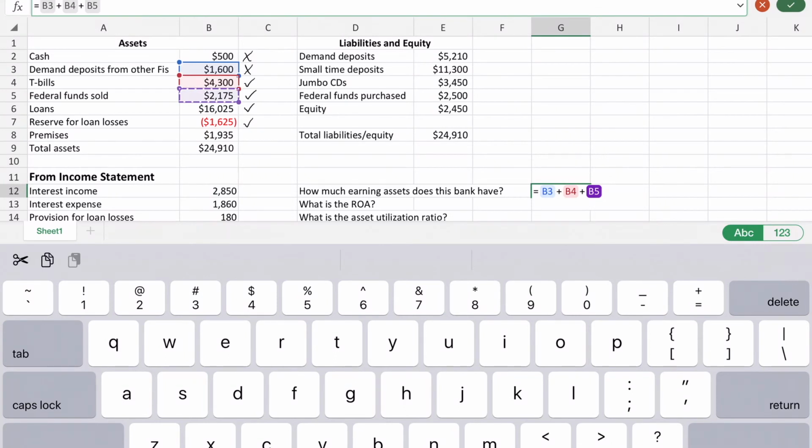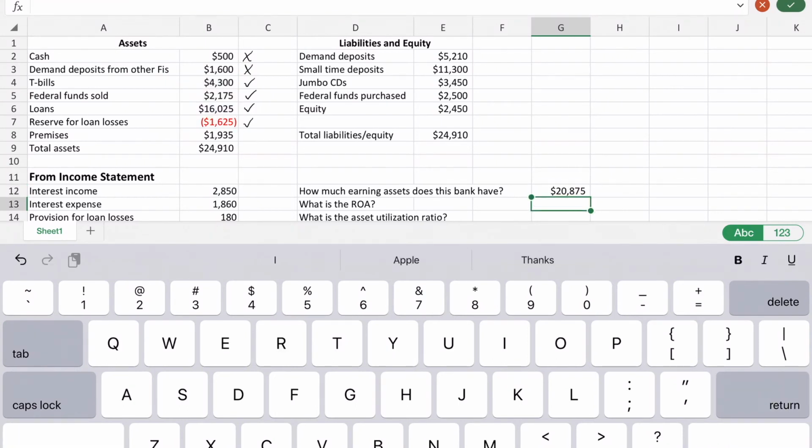So I add these up, and you can see that I made a mistake by accidentally clicking on the demand deposit. So it's actually T-bills plus federal funds sold plus loans, and then I need to deduct the reserve for loan losses, but since I have it already listed as a negative, I can just add that in, and my total earning assets is $20,875. Now the quiz also has investments as one of the assets. So do banks earn interest on their investments? Yes, they do. So you would also include that value in your earning assets calculation.